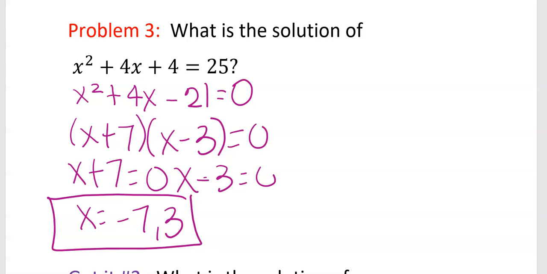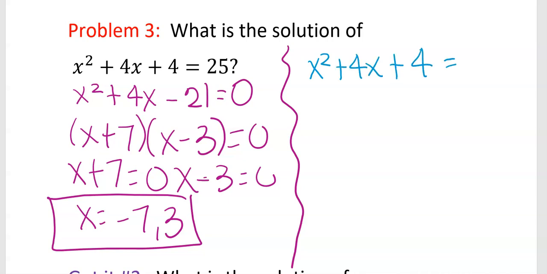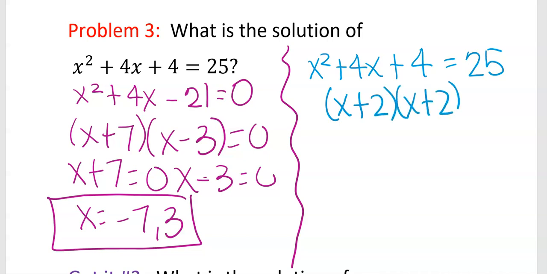Now, what the book is doing, I'm going to show it to you just so you can see it and won't be confused. So they leave the 25 on the right side. So they're like, oh, I want factors of 4 that add up to 4. That would be x plus 2 times x plus 2, which you can write as x plus 2 squared.